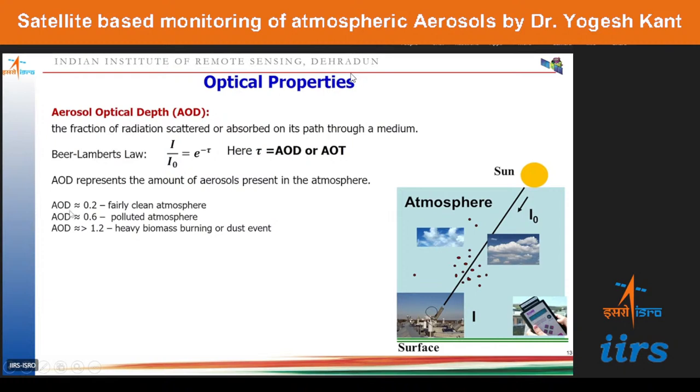For example, if aerosol optical depth is 0.2, it means it is a fairly clean atmosphere. And if the aerosol optical depth, that is the aerosol loading, is very high, it means the pollution level is very high, and it means that less solar radiation reaches the ground.